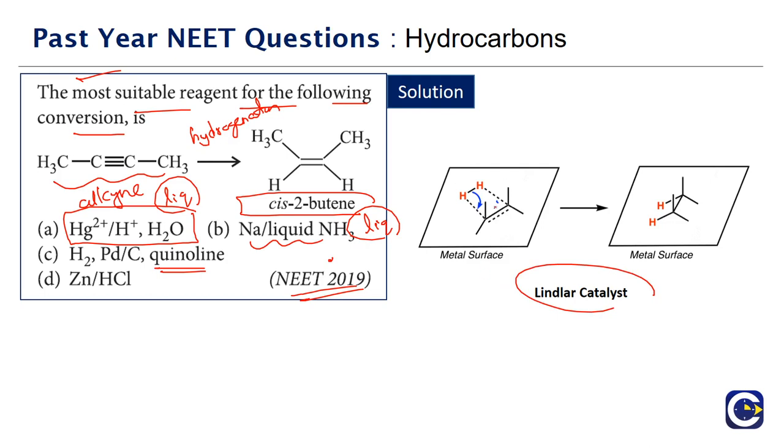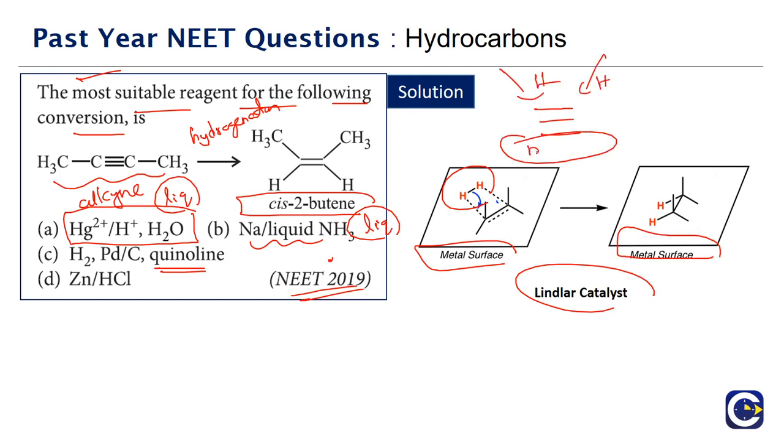The Lindlar catalyst has a mechanism where there is a metal surface, the palladised charcoal. The alkyne gets adsorbed to this metal surface, and the hydrogens get added from the same side, because one side has the metal surface, so only the other side above the metal remains. Both hydrogens come and add from the same side, since the reaction happens on the surface of the metal.